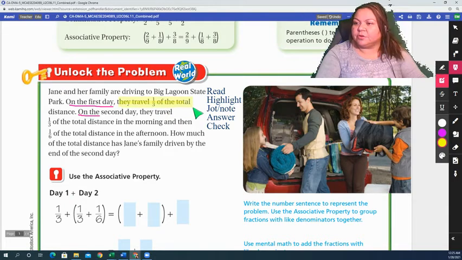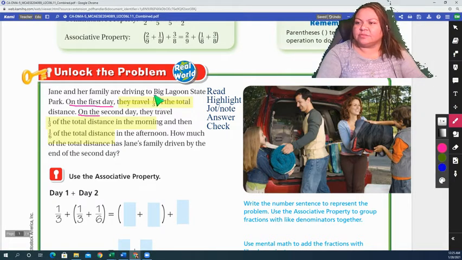Let's see, do it more. Okay. On the second day, they travel 1/3 of the total distance in the morning and then 1/6 of the total distance in the afternoon. So we have, and sometimes the circling is easier, right? We have 1/3 here, second day 1/3 in the morning, and then 1/6 in the afternoon.